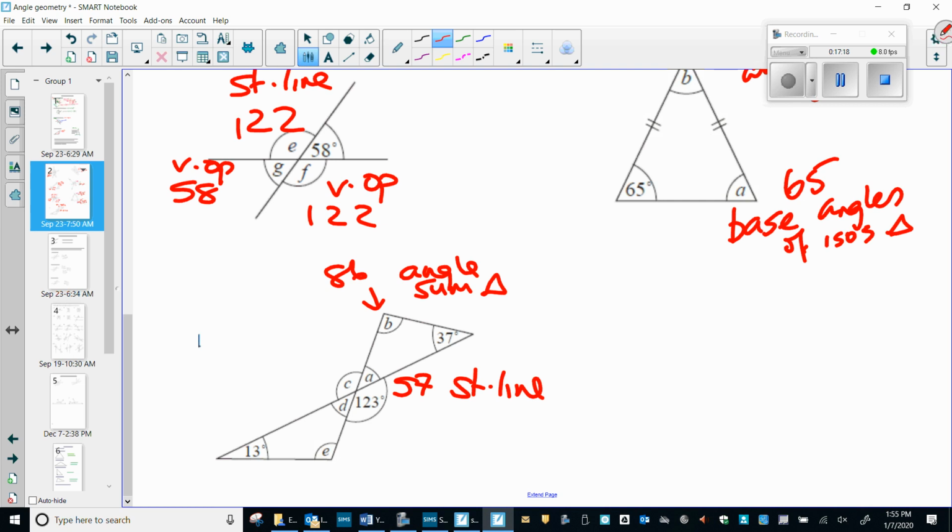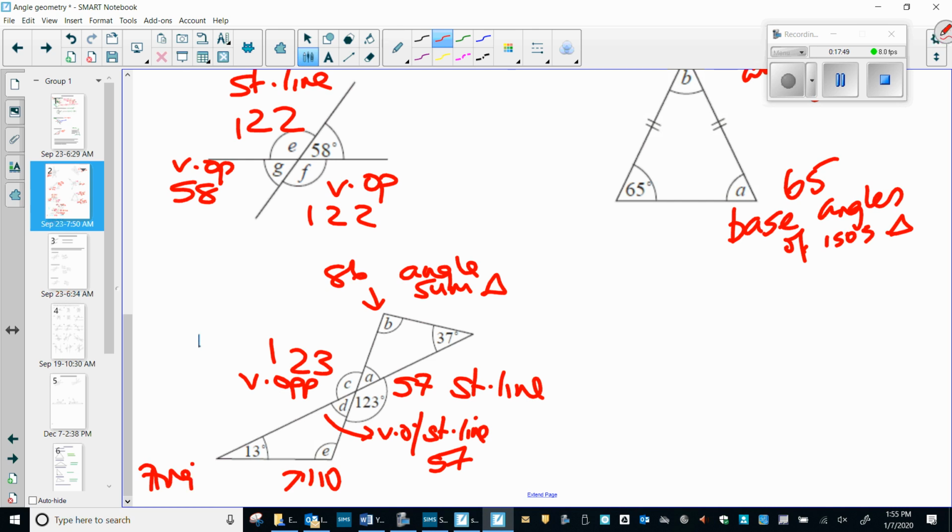Okay, and then C would be 123 degrees, and what's the reason? Vertically opposite. And D, you've got loads of reasons. Vertically opposite, or you can have straight line, and that would be 57 as well. Then E would be angles in a triangle adding to 180, so it'd be 110. Angle sum of a triangle. Okay, perfect. Get the idea?